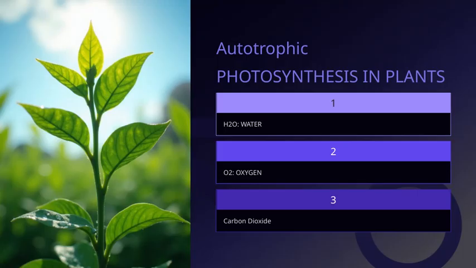Let's take a closer look at autotrophic organisms, specifically plants, and how they perform photosynthesis. As you can see on the slide, water, or H2O, is one of the key ingredients. Plants absorb water through their roots, which then gets transported to the leaves where photosynthesis occurs. Oxygen, or O2, is another vital component. Interestingly, oxygen is actually a byproduct of photosynthesis, so when plants make their food, they release oxygen into the atmosphere.